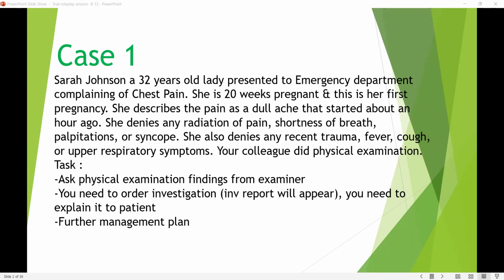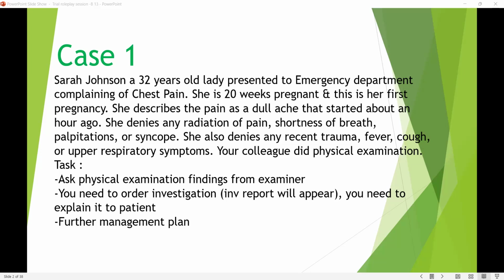Hi, Mr. Jason. My name is Sarah, the attending doctor for you today. I came to know from the notes that you have chest pain. I will be with you, but I will ask for some examination findings from the examiner, so please wait for me. Examiner, I would like to know the general appearance of my patient. First, hemodynamic stability, like pulse, blood pressure, temperature, oxygen saturation, and respiratory rate.